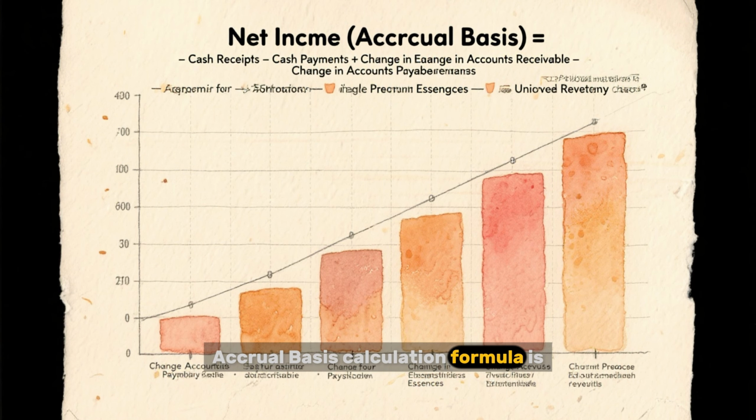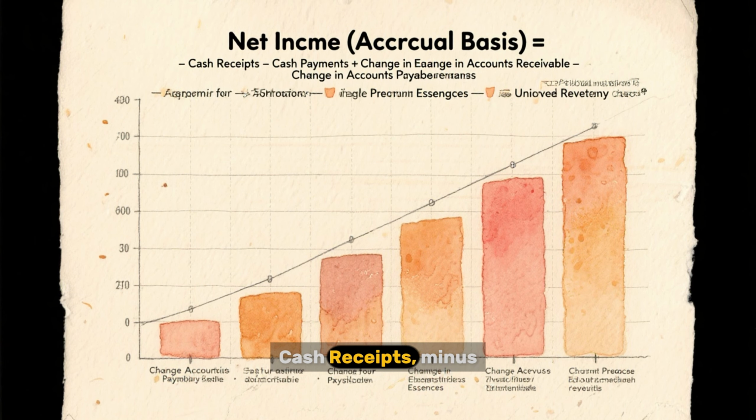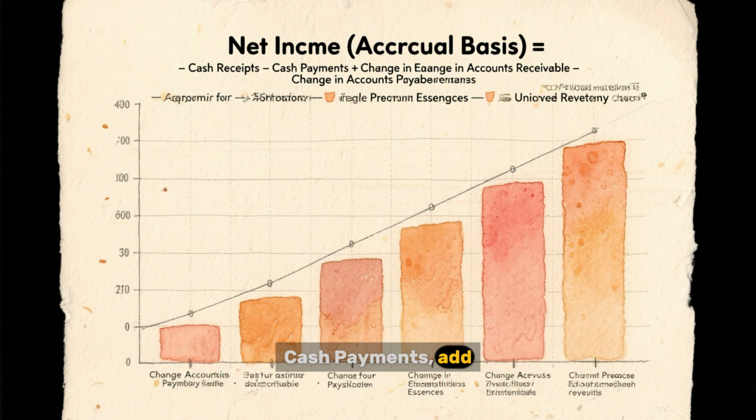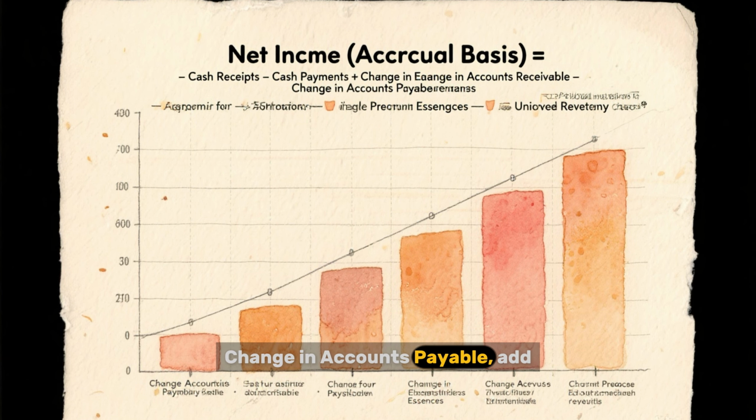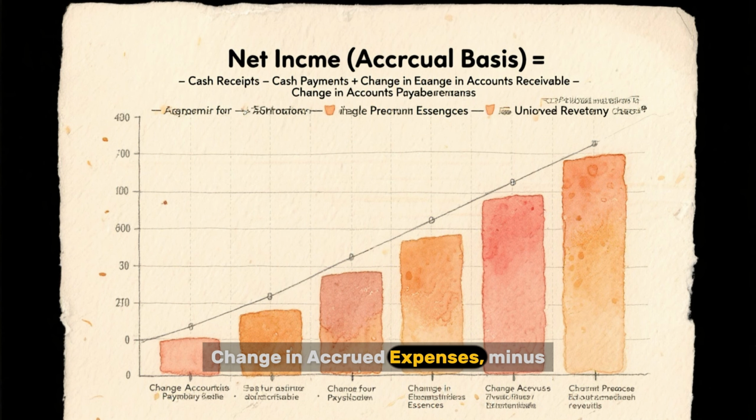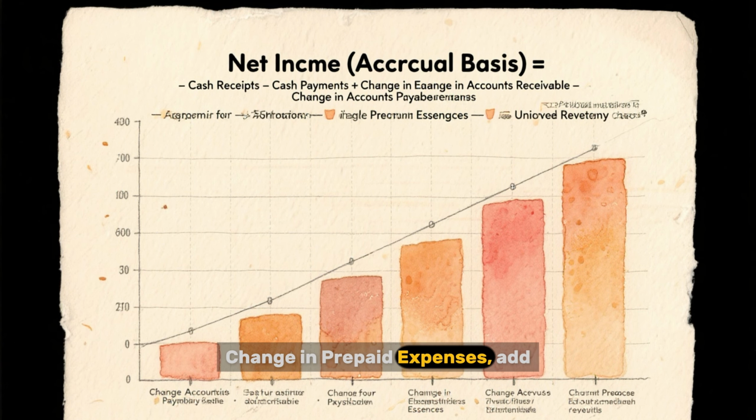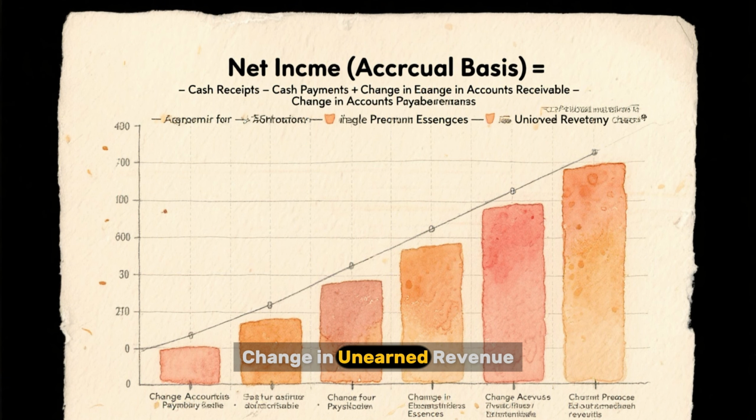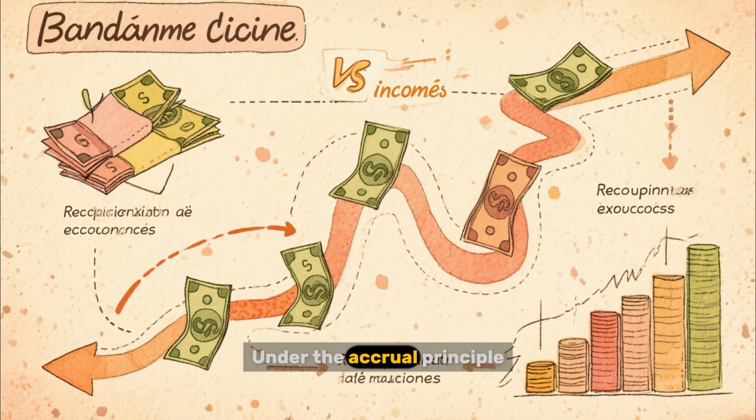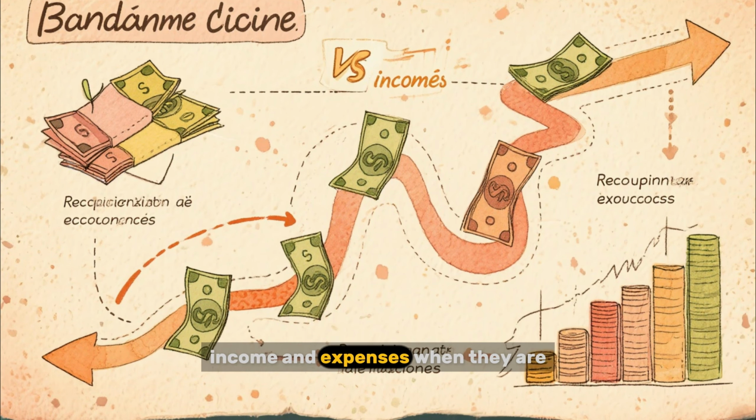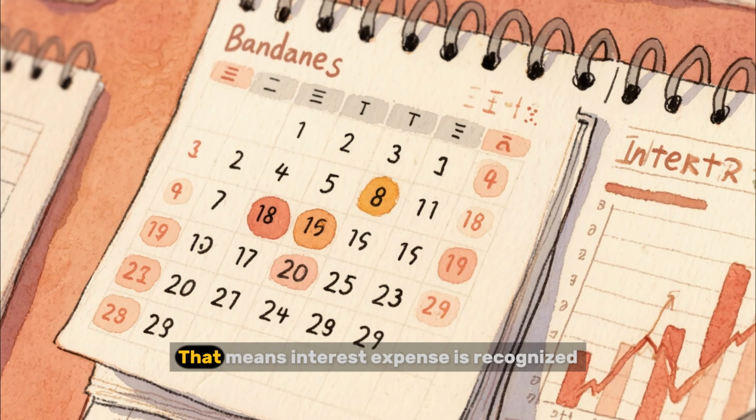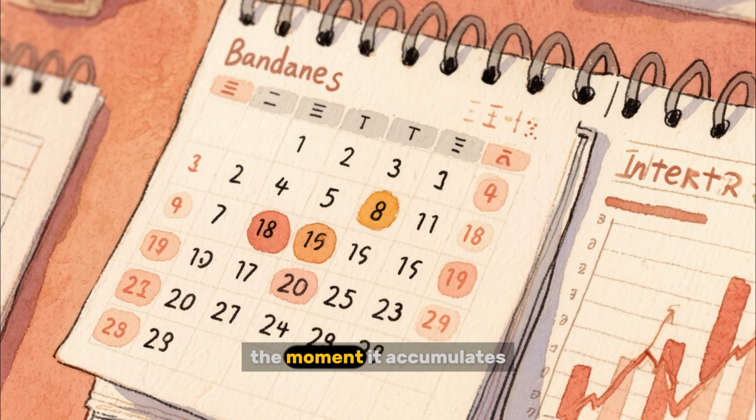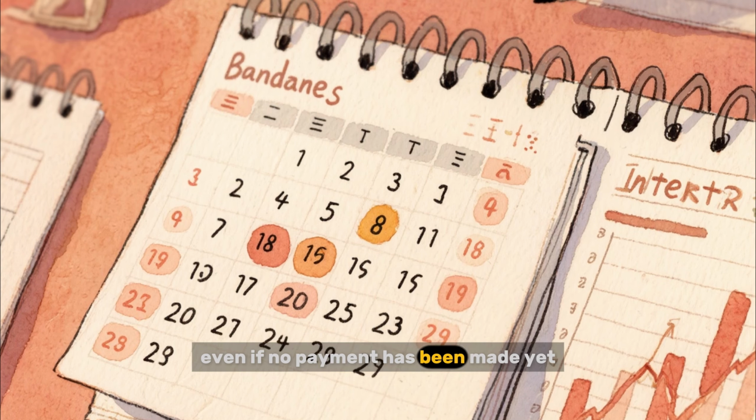Accrual basis calculation formula is net income equals cash receipts minus cash payments, add change in accounts receivable, minus change in accounts payable, add change in accrued expenses, minus change in prepaid expenses, add change in unearned revenue. Under the accrual principle, businesses record income and expenses when they are earned or incurred, not when the money actually moves. That means interest expense is recognized the moment it accumulates, even if no payment has been made yet.